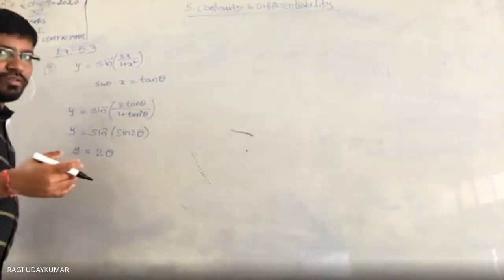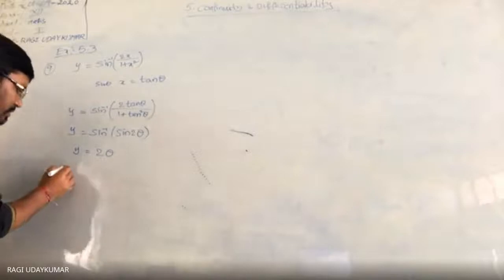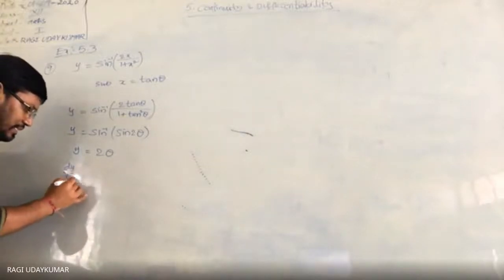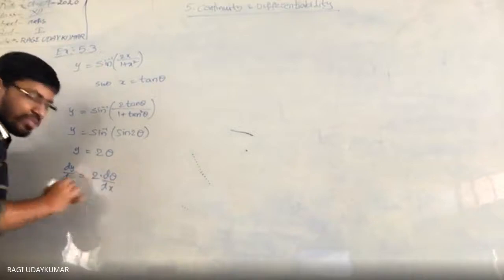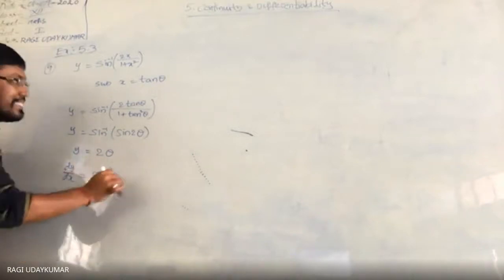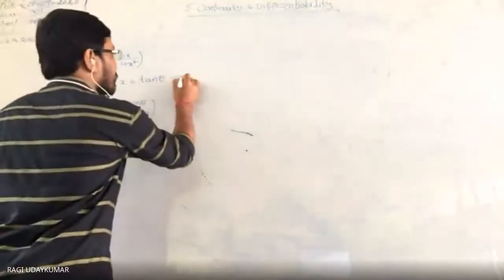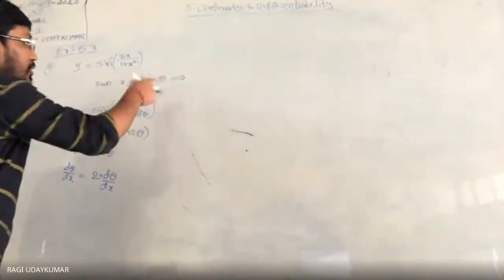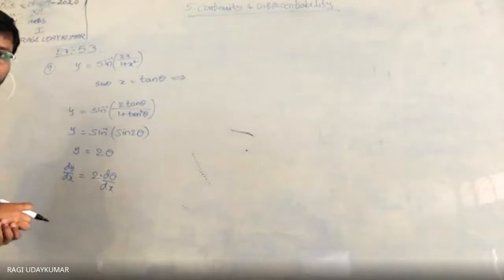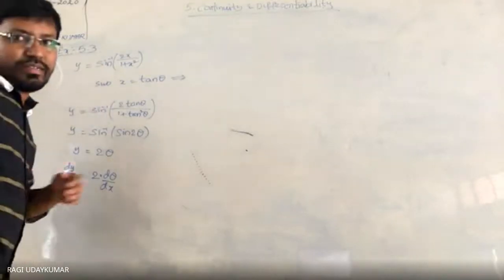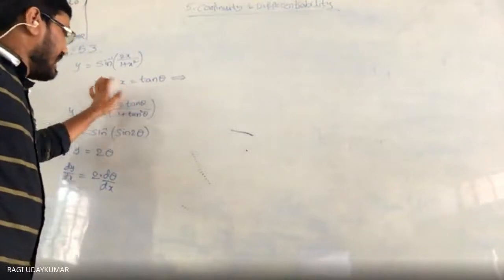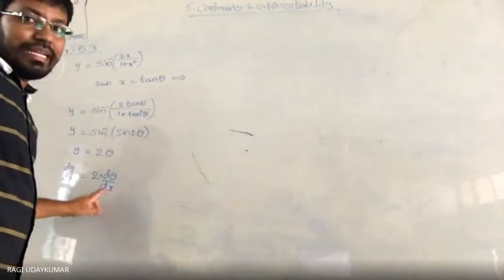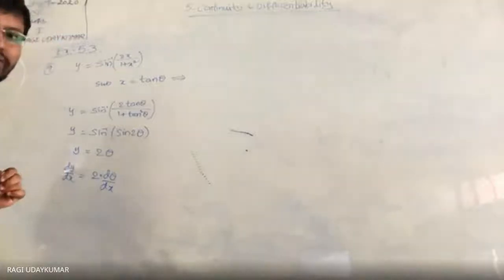What do we need to find out? dy by dx. So we need to find dy by dx. dy by dx is equal to 2 into d theta by dx. But what is this d theta by dx? From here, differentiate this with respect to x. So with respect to theta, if you find dx by d theta, then you are going to get d theta by dx.